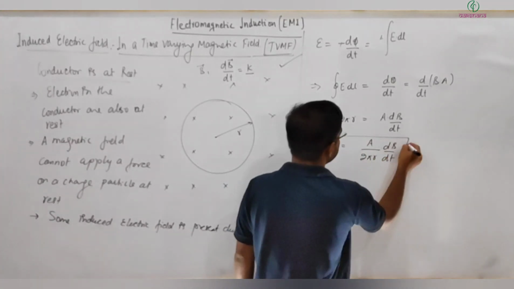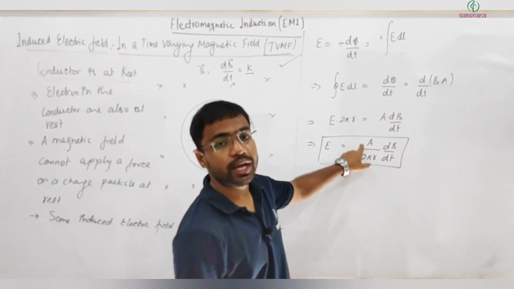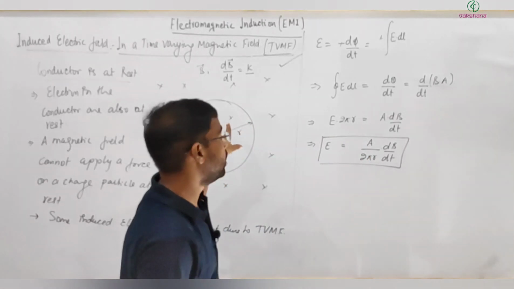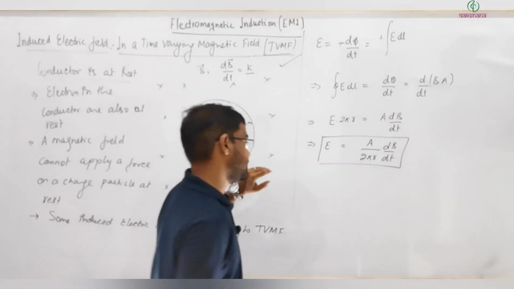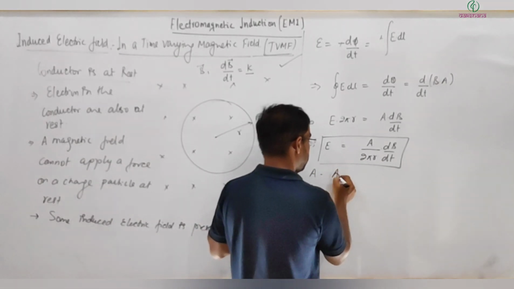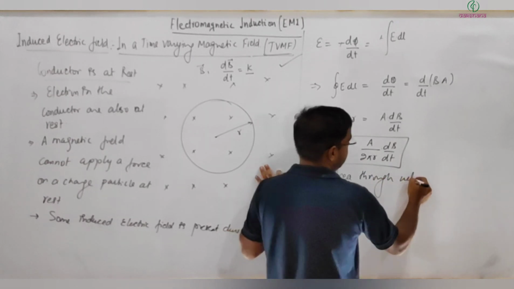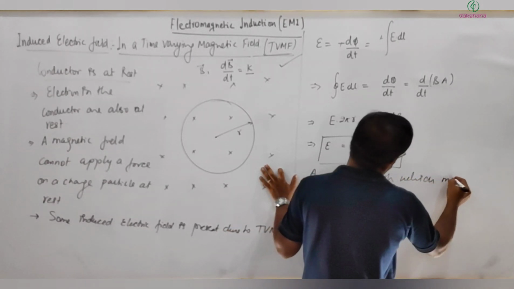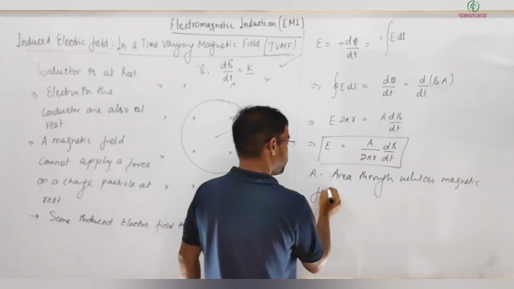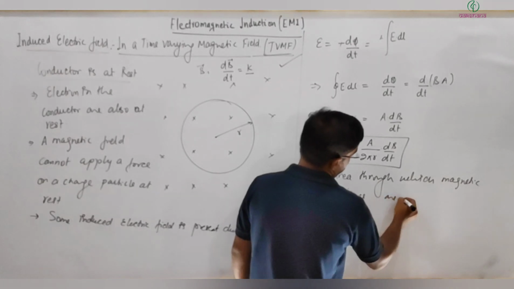Now in this case, A will be the area through which the magnetic field is passing, or the magnetic flux is linked. A is the area through which the magnetic field lines are passing.